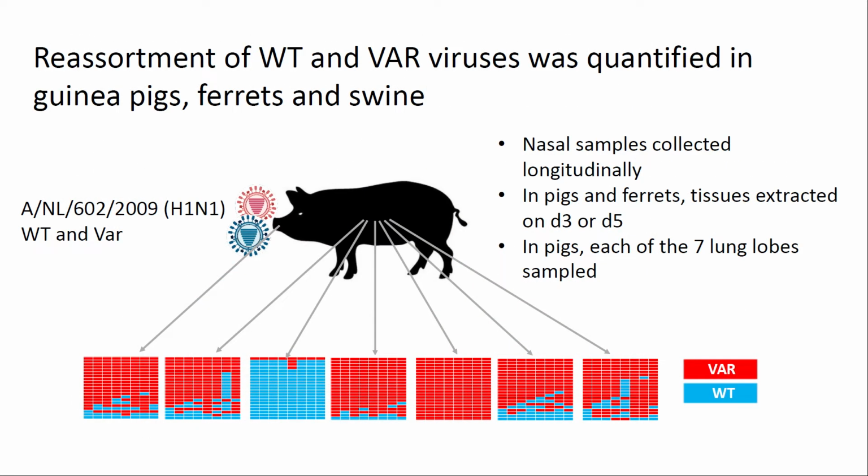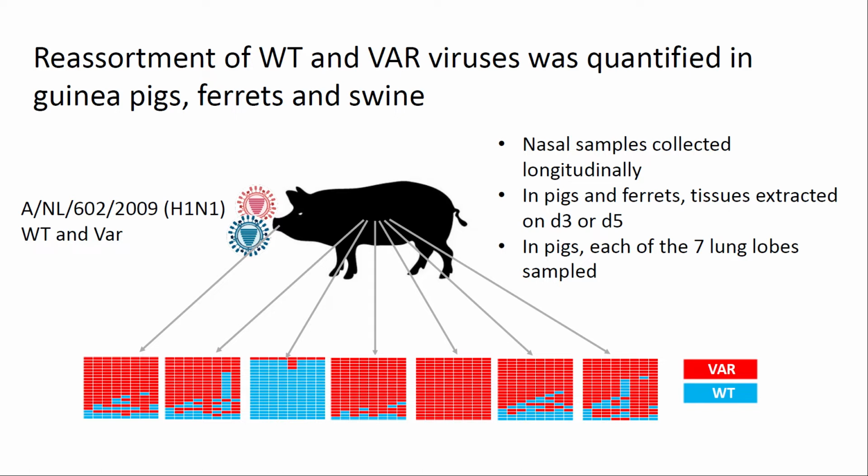All right, so to evaluate the within host dynamics and the potential for reassortment in these species, we applied our wild type VAERS system, here going in vivo. And in particular, all of the animals were inoculated with a 1-to-1 mixture of wild type and VAERS viruses in this H1N1 strain background. From all 3 species, we collected nasal samples longitudinally. From the pigs and ferrets in particular, we also took tissues on day 3 and day 5 post-inoculation.